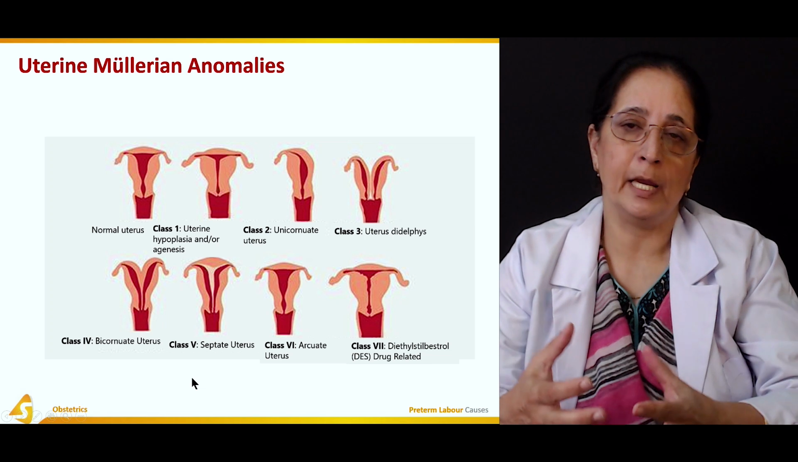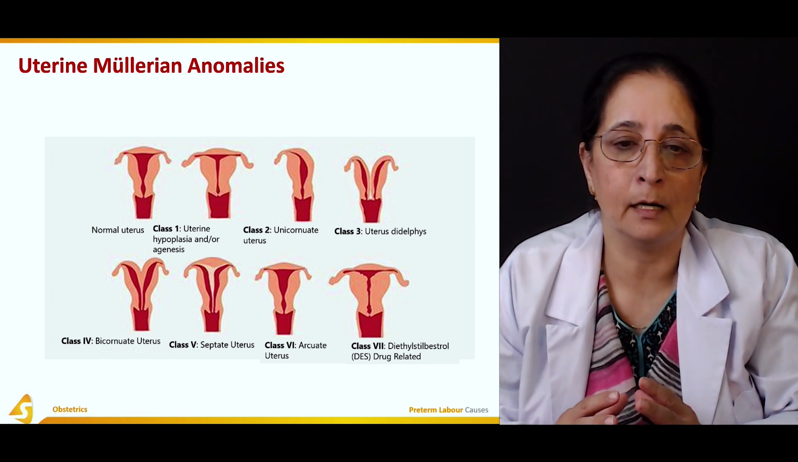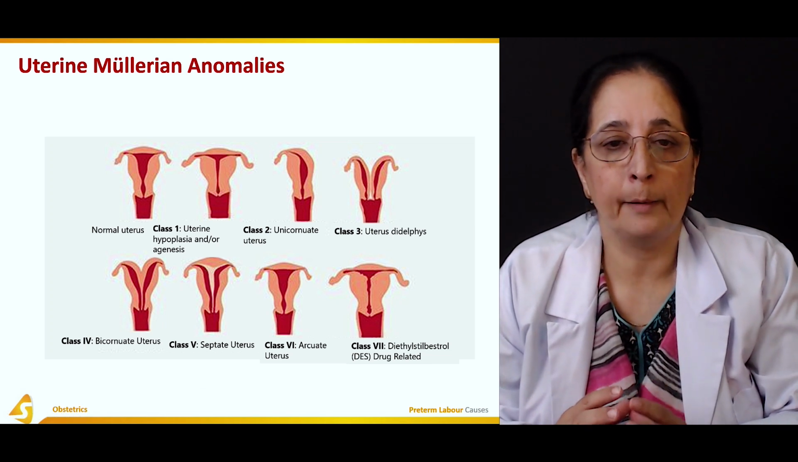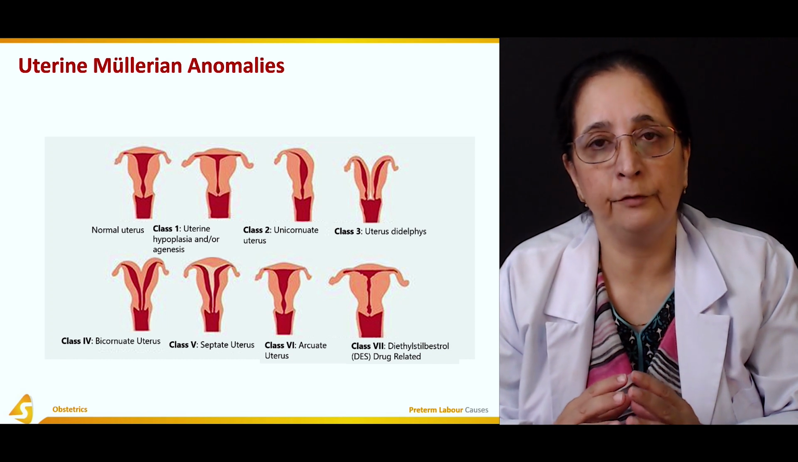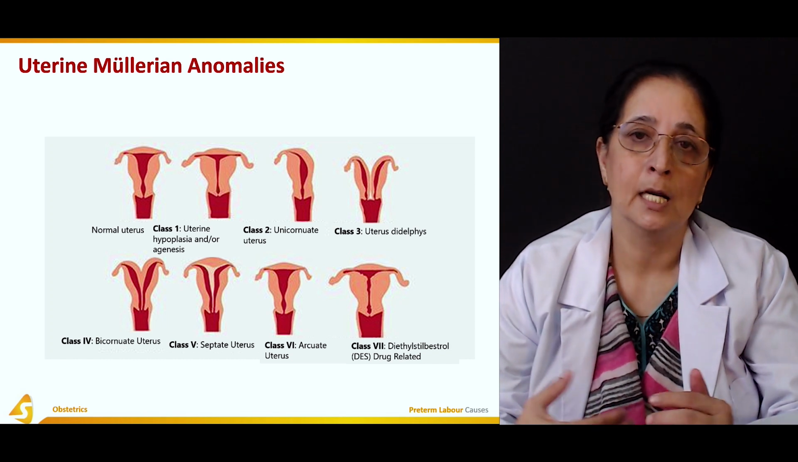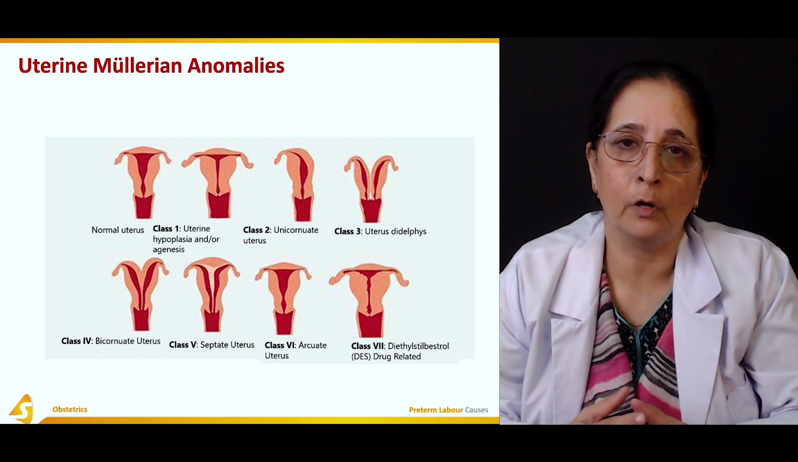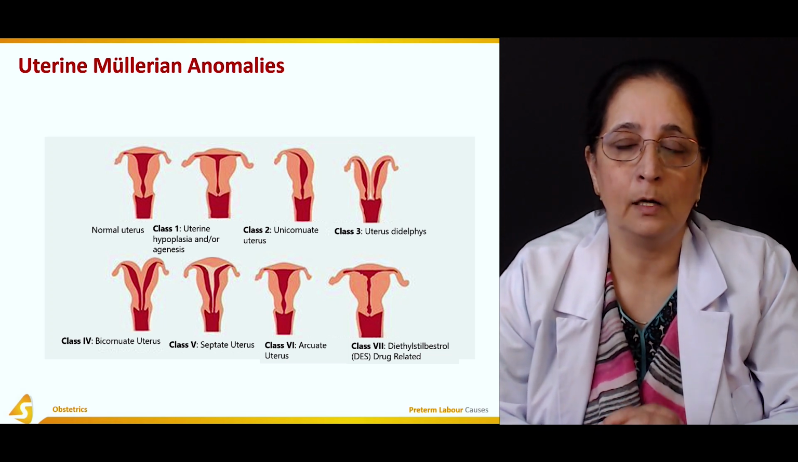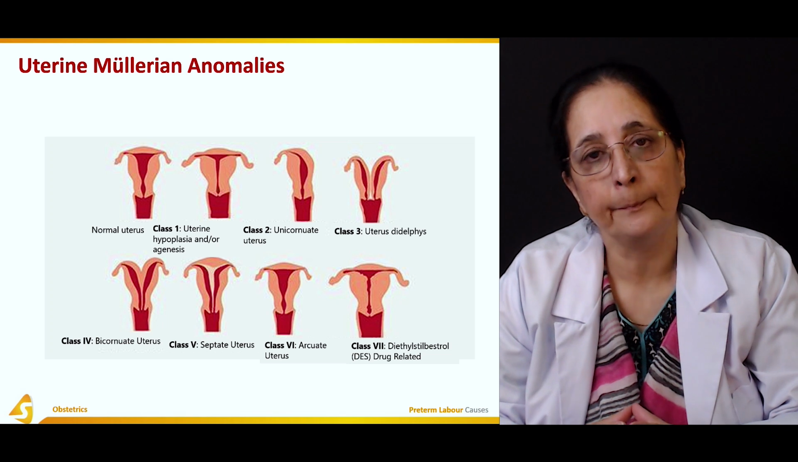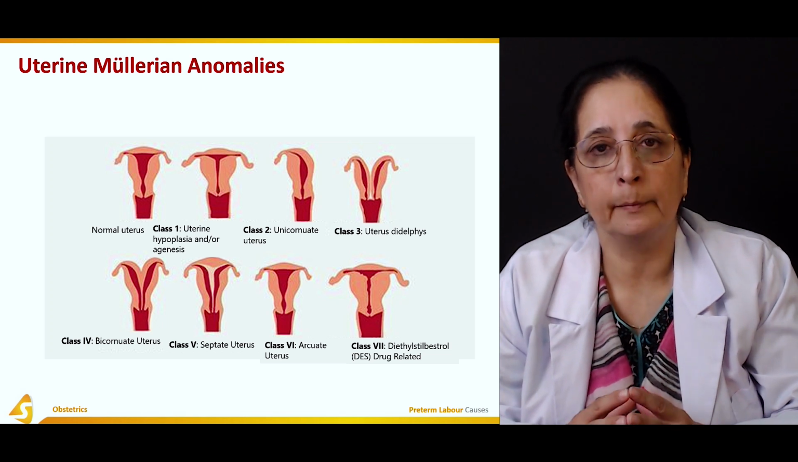So all these uterine abnormalities are due to abnormality of the fusion of the Mullerian duct during the embryonic period, and these all can lead to the onset of preterm labor.